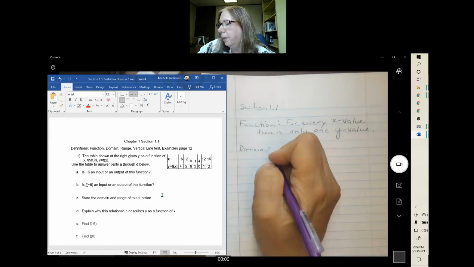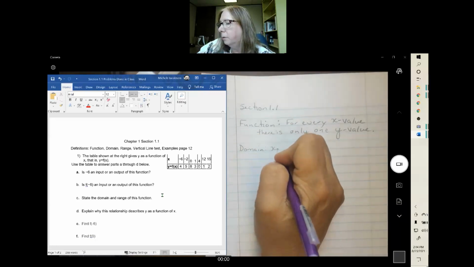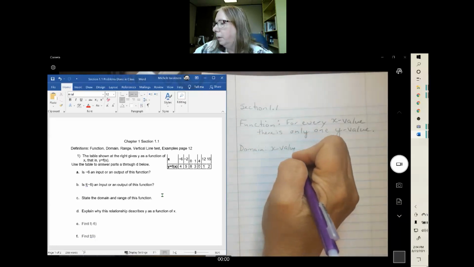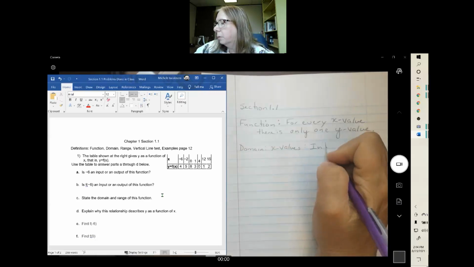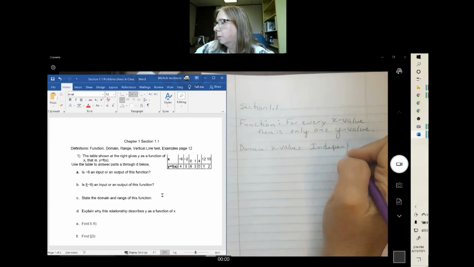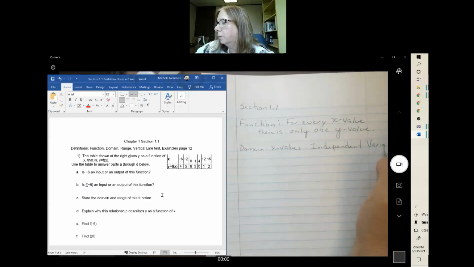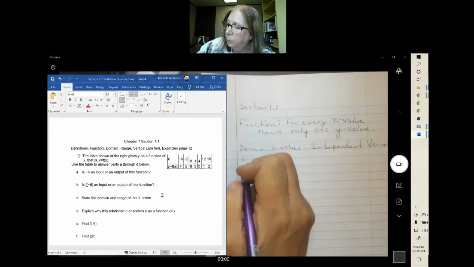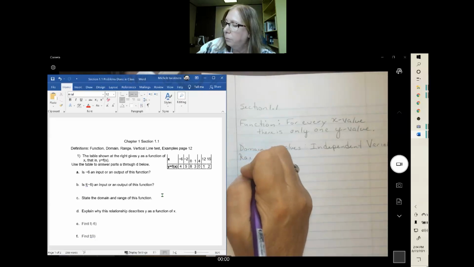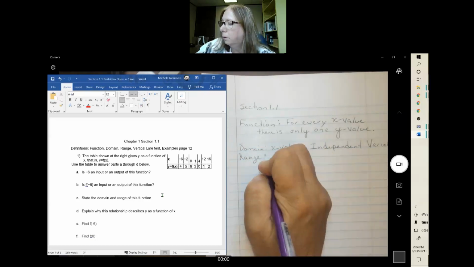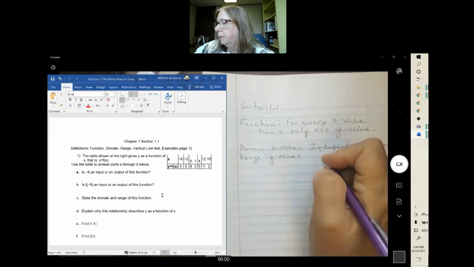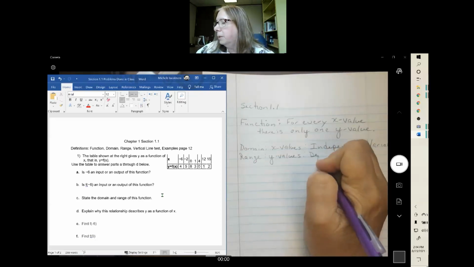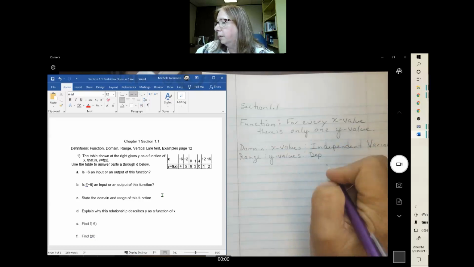The domain is the x values, and it's the independent variable. Where the range is the y values, and it's the dependent variable because it depends on what x is.